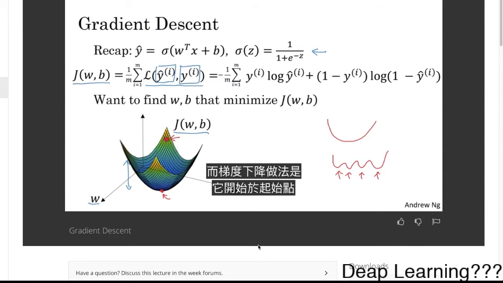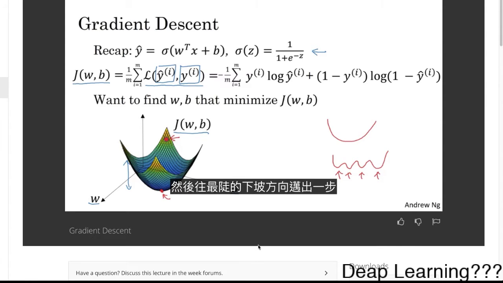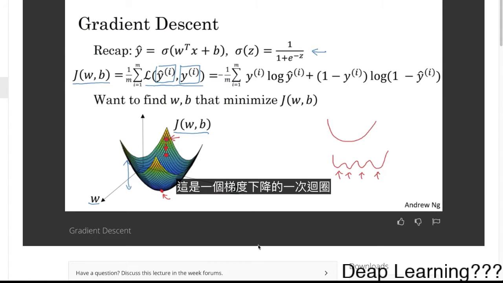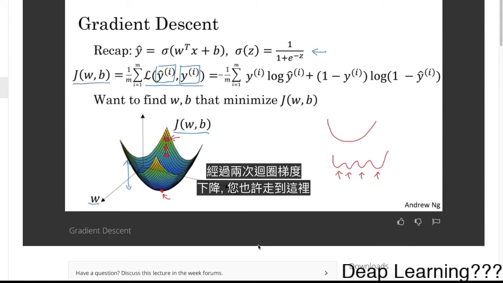the same point. And what gradient descent does is it starts at that initial point and then takes a step in the steepest downhill direction. So after one step of gradient descent, you might end up there, because it's trying to take a step downhill in the direction of steepest descent, or as quickly downhill as possible. So that's one iteration of gradient descent. And after 2 iterations of gradient descent, you might step there, 3 iterations, and so on. I guess this is now hidden by the back of the plot, until eventually, hopefully, you converge to this global optimum, or get to something close to the global optimum. So this picture illustrates the gradient descent algorithm.